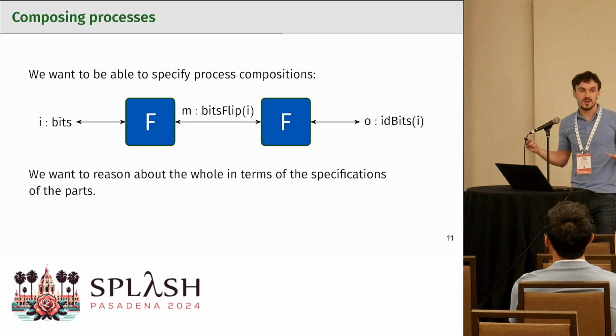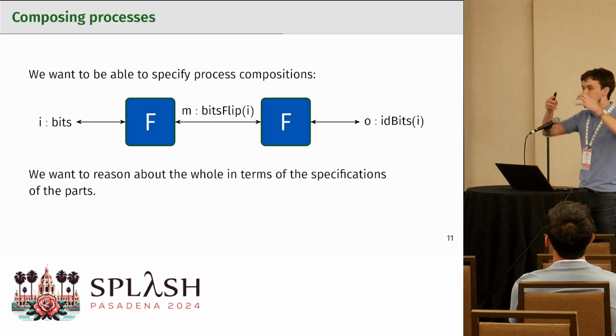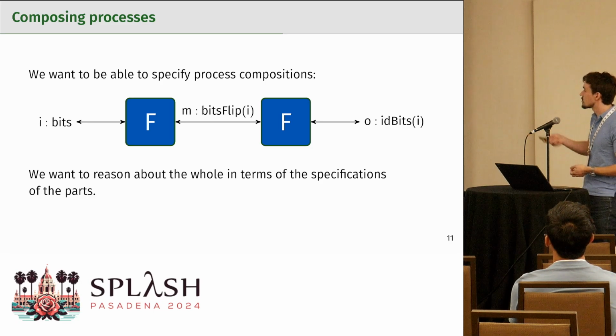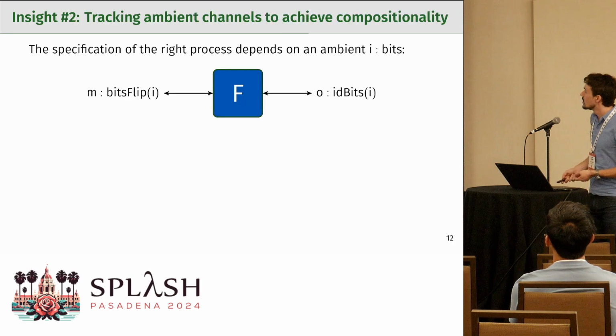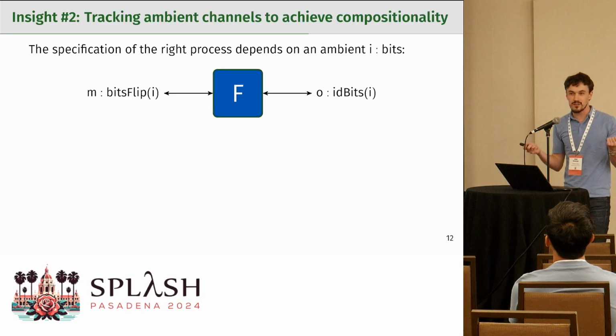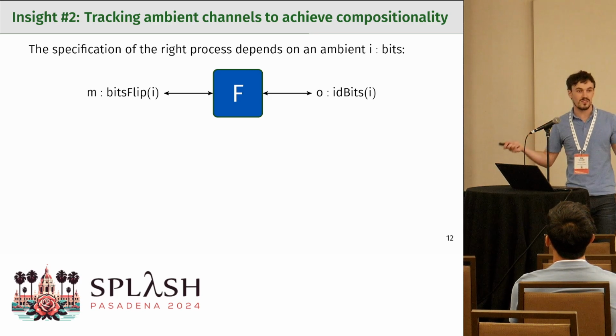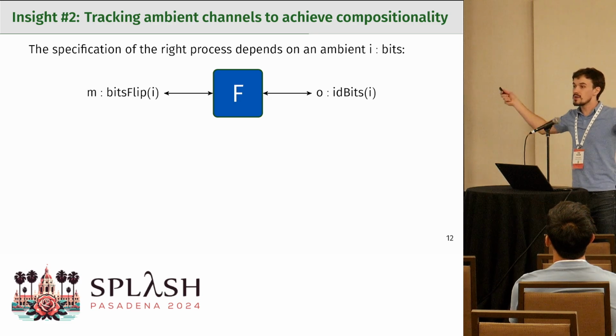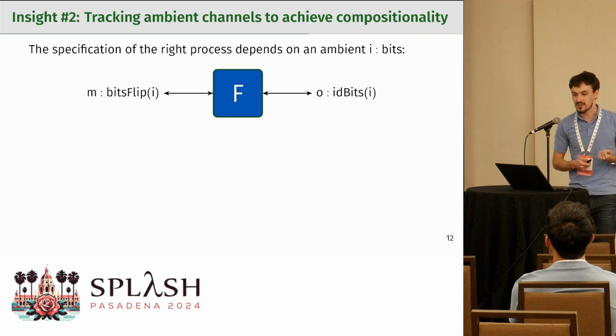Well, if we want to reason compositionally, we'd like to be able to reason about the whole thing in terms of the specifications of the parts. So let's zoom in on the right bit flipping process. We notice that we've got an issue here, where the specification depends on a channel that the process doesn't have access to. The specification of M and of O mentions this ambient channel I that F doesn't have access to.